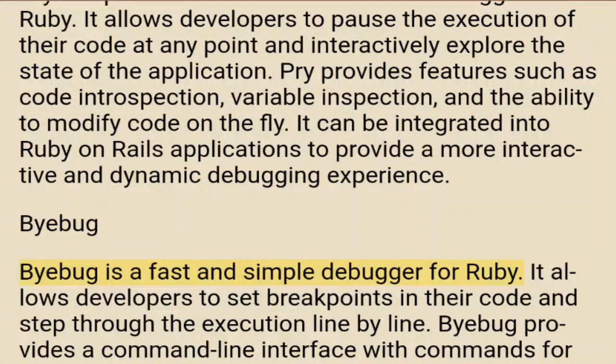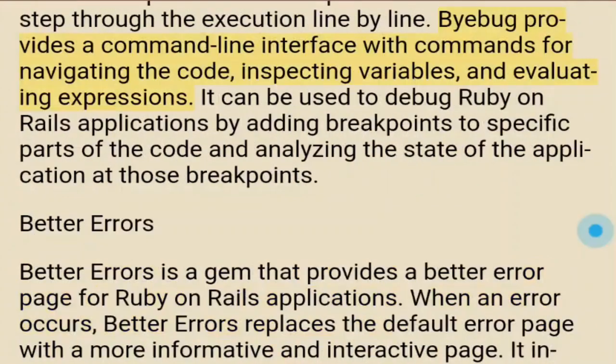Debug. Debug is a fast and simple debugger for Ruby. It allows developers to set breakpoints in their code and step through the execution line by line. Debug provides a command line interface with commands for navigating the code, inspecting variables, and evaluating expressions. It can be used to debug Ruby on Rails applications by adding breakpoints to specific parts of the code and analyzing the state of the application at those breakpoints.